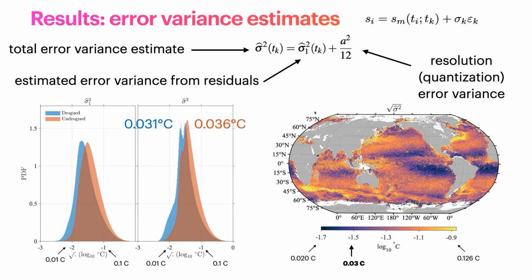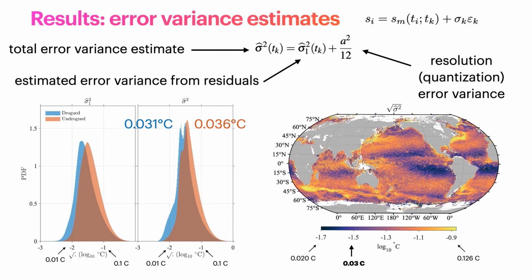So we quantify the uncertainties, as I said, but without getting too much into the details, I wanted to tell you that we estimate a total error variance that comprises two terms. The first term is estimated directly from the fits, from the residuals. And it has another term, which could be called the resolution or quantization error variance, that takes into account the resolution of the drifters. So we've been able to consider the resolution of each individual drifter and incorporate this added uncertainty into our estimate of total error variance, as well as the derived uncertainty estimates for the SST estimates themselves.